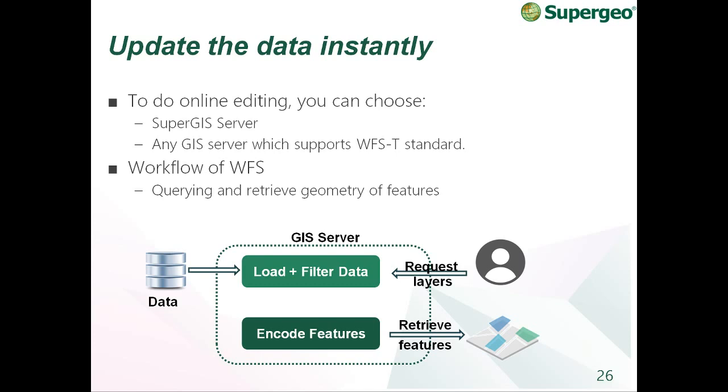Therefore, you can select any GIS server which supports web feature service with transaction. Web feature service is one of the OGC standards, and the workflow is that the user requests data from the server, and then the server gives the geometry and attribute information to the user. Therefore, the user can query and identify the service. And web feature service with transaction means you can transact data with the server. So by this mechanism, the user can edit the data and then update the data back to the GIS server.